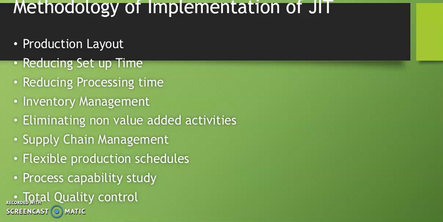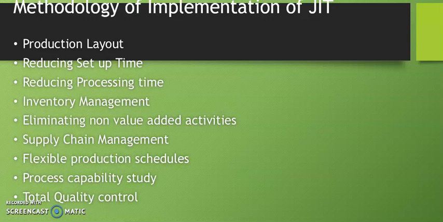Next is reducing setup time. Here also JIT reduces the inventories. At the same time, it also reduces the production time by moving the material from one machine to another automatically. So this will increase the flexibility. It will be reducing the setup time.